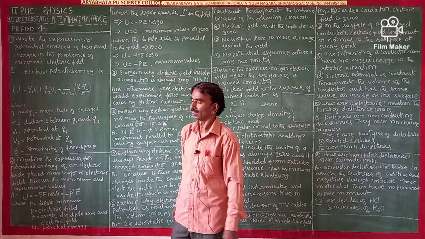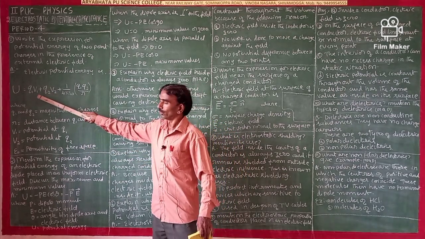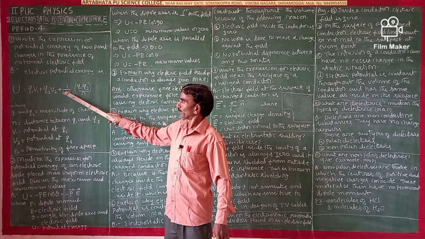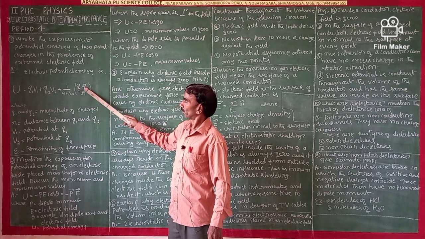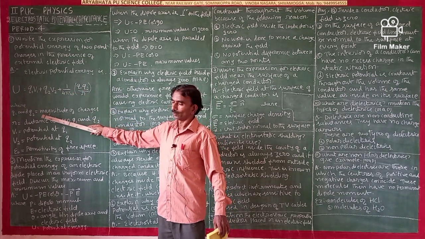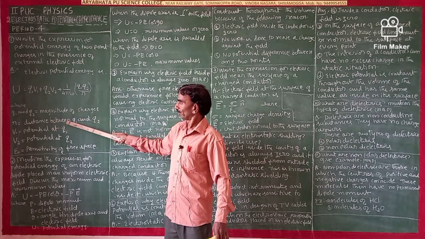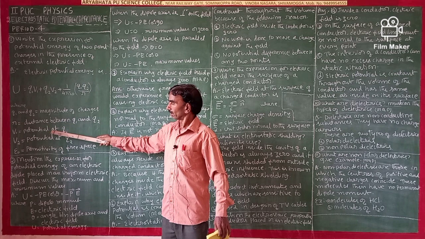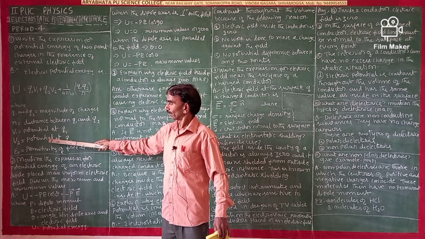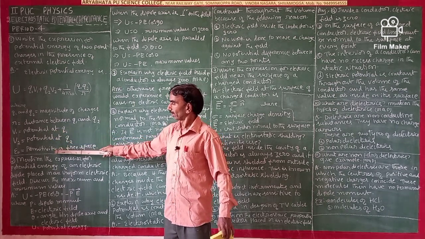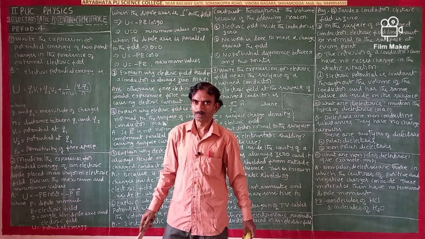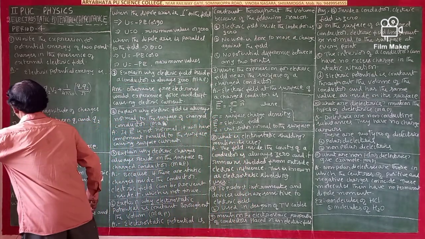the permittivity of free space. So once again, U equals Q1 V1 plus Q2 V2 plus 1 by 4 pi epsilon naught into Q1 Q2 by R, where Q1 and Q2 are the magnitudes of charges, R is the distance between Q1 and Q2, V1 is the potential at Q1, V2 is the potential at Q2, and epsilon naught is the permittivity of free space. That you have to take down.